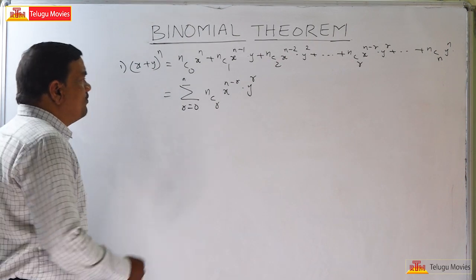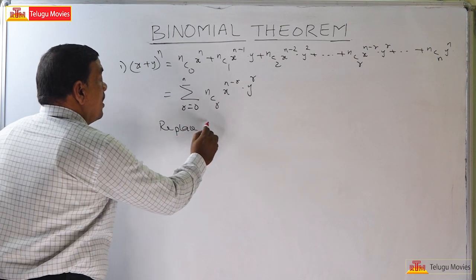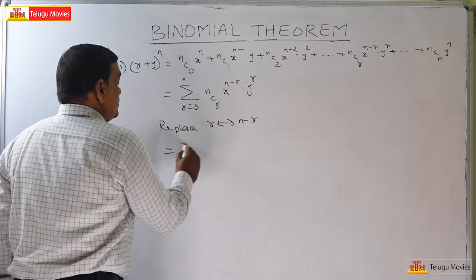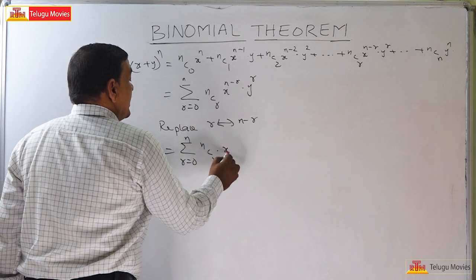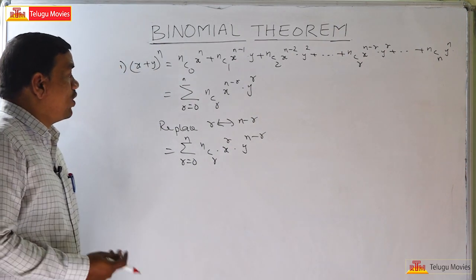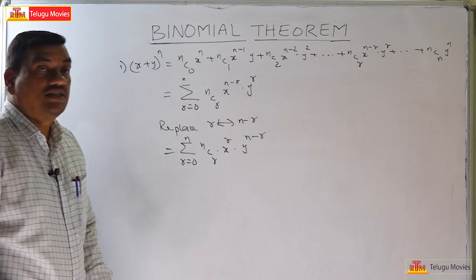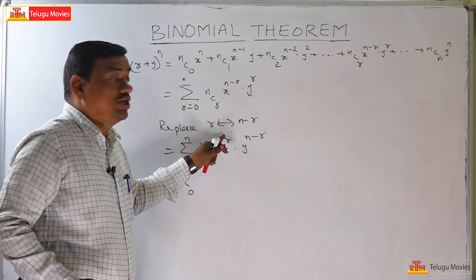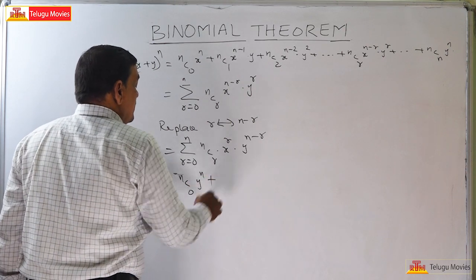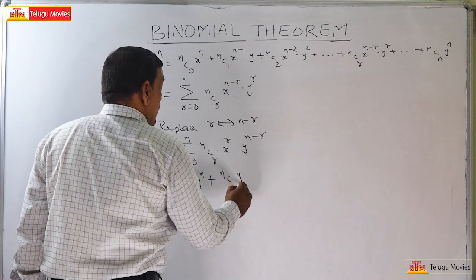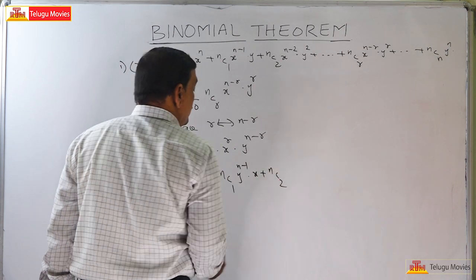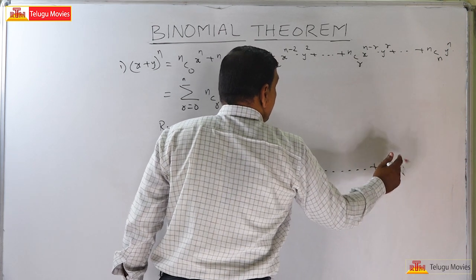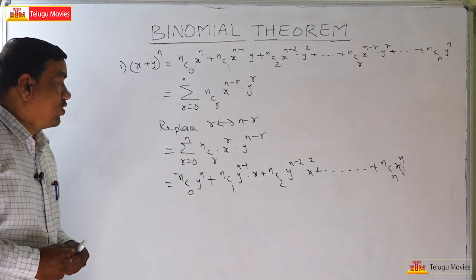Okay now, what I am going to do is replace r with n minus r. Then see what happens. So this is sigma r runs from 0 to n, nCr x power r into y power n minus r. Let us see what the expansion is. So this is nothing but nC0 x power 0 y power n, you will get y power n. That means nC1 into y power n minus 1 into x, nC2 into y power n minus 2 into x square, and so on, the last one nCn into x to the power of n.